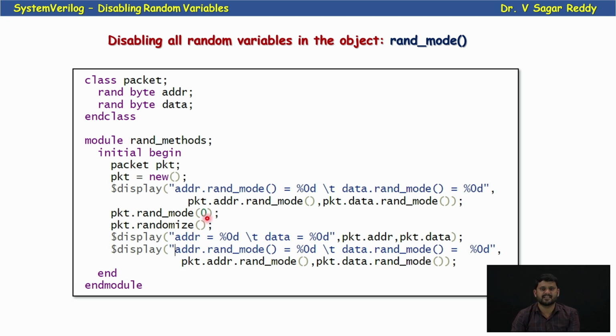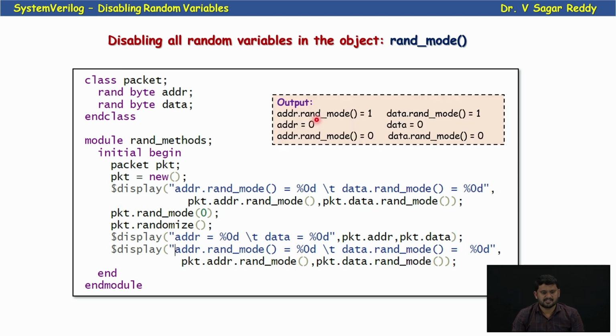So object handle dot rand_mode(0). Earlier, in the previous example, we disabled only a particular random variable. Here we are disabling all random variables in the object. Next I randomize with pkt.randomize. Now I'm displaying those values, address and data. After that I print the rand_mode of both address and data variables. If you see the output, initially, in the display before randomization, the rand_mode of both address and data equals 1 because all random variables are initially active. So if I invoke rand_mode, definitely it returns 1.